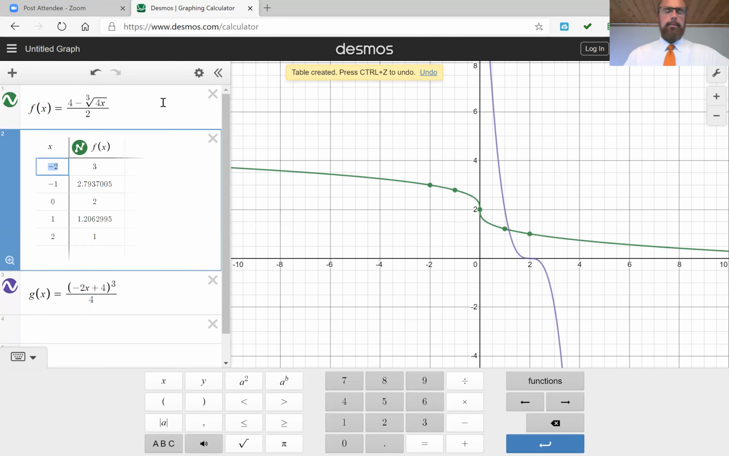So there, the table's generated for negative 2, we have the value of 3. Negative 1 is 2.79. 0 is 2. That's that upshift of 2. That's the y-intercept. 1 is at 1.21 and 2 is at 1. Let's get a table for that inverse.